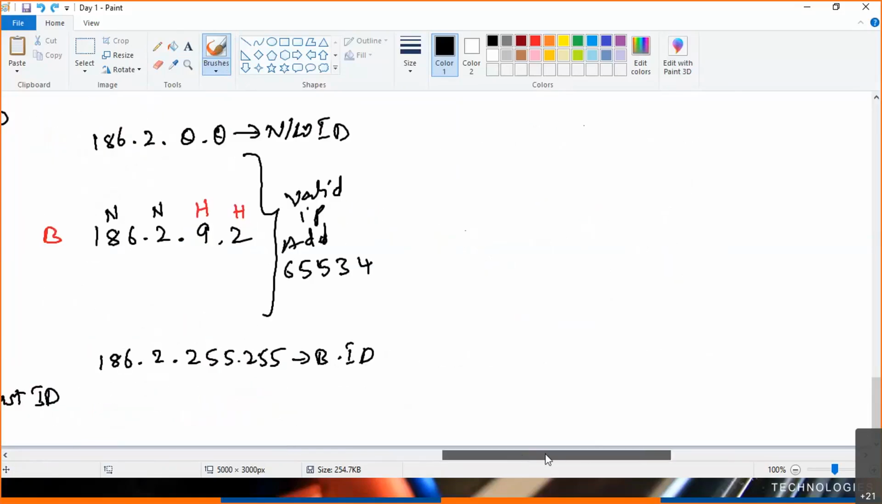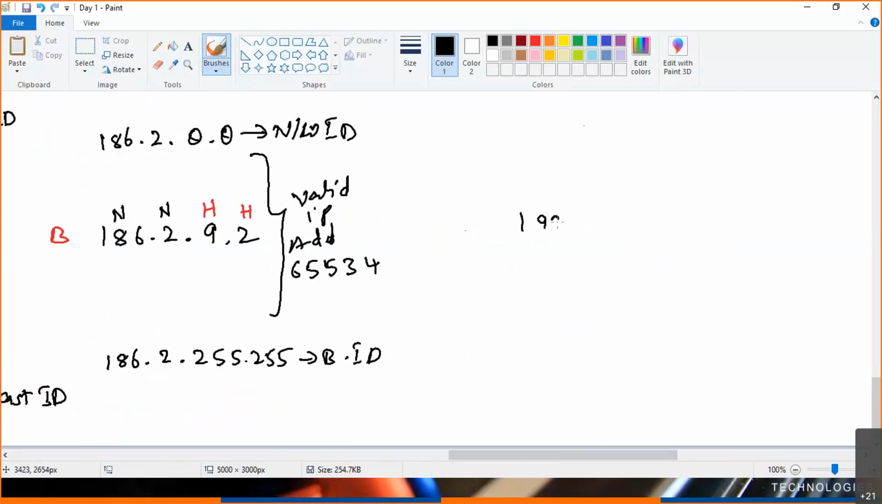Like the next example, we have 192.168.25.21. Please tell me the network ID and broadcast ID. 192.168.25.0 is the network ID, and 192.168.25.255 is the broadcast ID. How? Explain it.